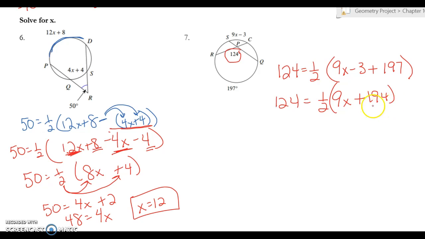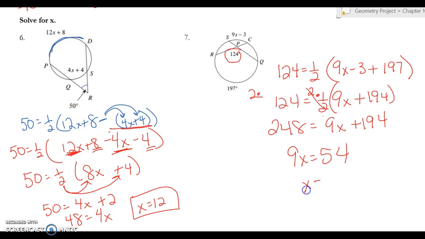Now, I can take half of 194, but I'm not going to take half of 9. It gives me a decimal, and that's just a little bit more work. So instead, this time I'm going to get rid of a divide by 2 by multiplying by 2. So I get 248 is equal to 9x plus 194. I'm going to do 248 minus 194, and that gives me 54. So 9x is 54. Divide by 9 on both sides, and I get 6.